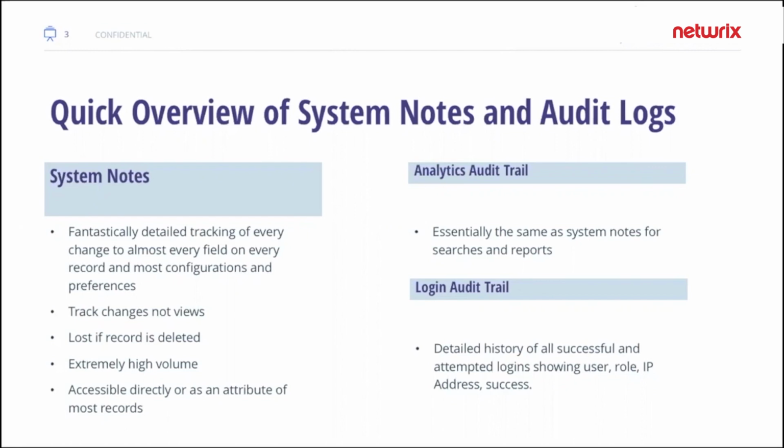Now, the other two most important ones for purposes of compliance are the analytics audit trail, which tells you about changes to saved searches and reports, essentially system notes for analytics. Very, very similar coverage, very, very similar setup, but just covering these non-record objects, which are searches and reports. And then the login audit trail. This is the part of the system that tracks the access behavior: who tried to get in, how they tried to get in, when they tried to get in, which role they were trying to get into, whether they saw a challenge, whether they were successful or not.